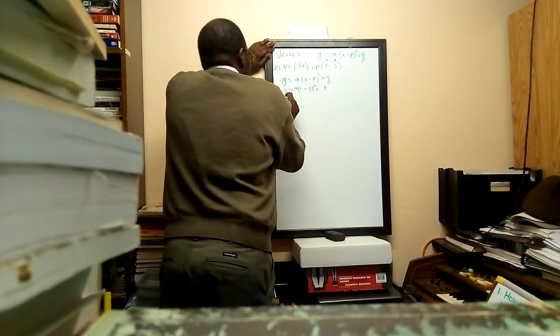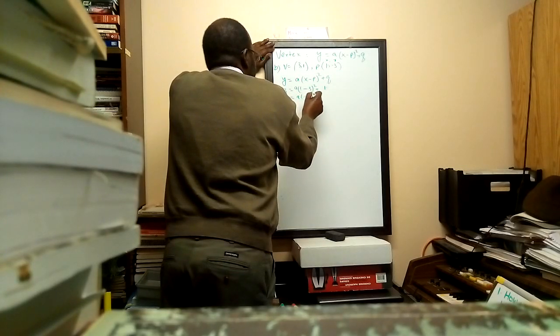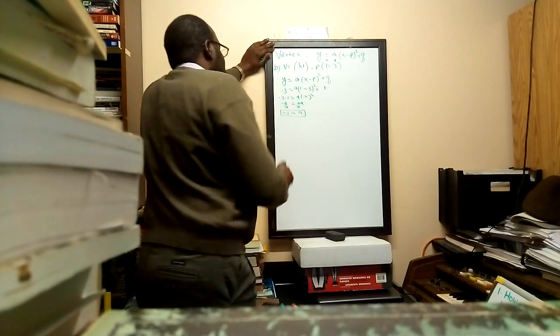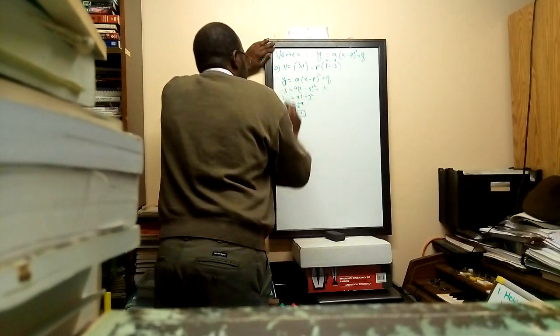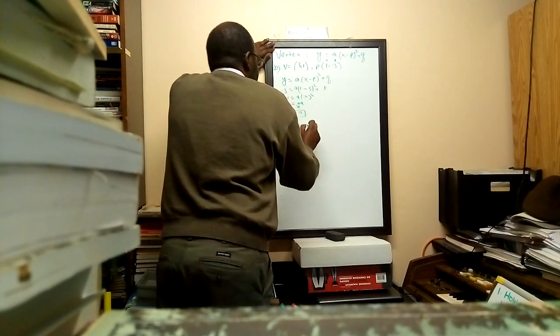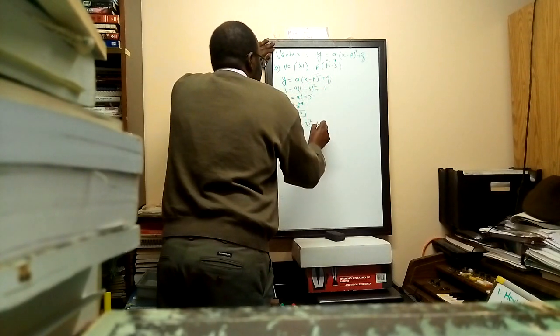Subtract 1 from both sides. We'll have a times (1 minus 3) squared, so a times (-2) squared. We'll have -4 equals 4a. Divide by 4, we have -1. So a is -1. Now we rewrite our equation. y equals -1 times (x minus 3) squared plus 1, where p is 3 and q is 1.